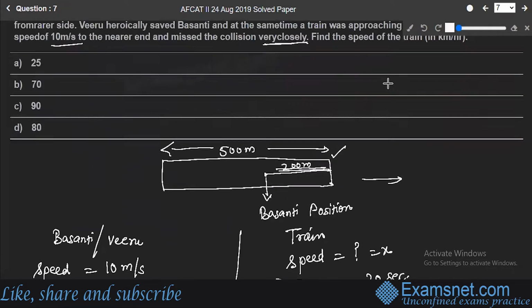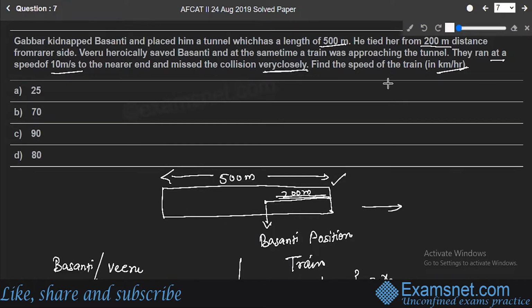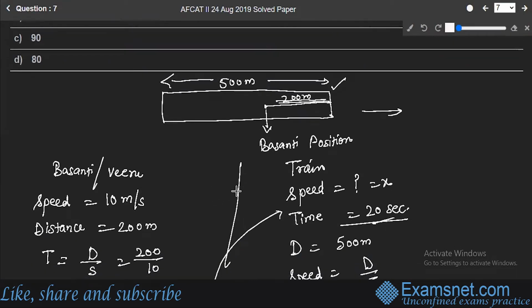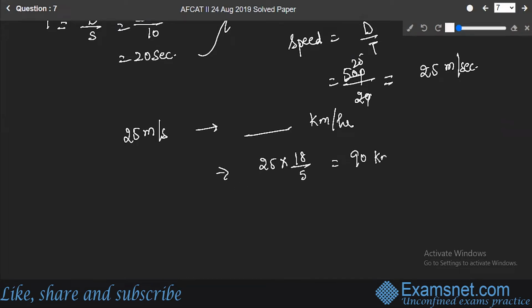But in the question, they have asked that you have to give the answer in kilometer per hour. So now it's very easy, just do the conversion of meter per second. 25 meter per second, you have to convert into kilometer per hour. You know how to do the conversion. 25 will be multiplied with 18 upon 5 and you will have 90 kilometer per hour as the answer.